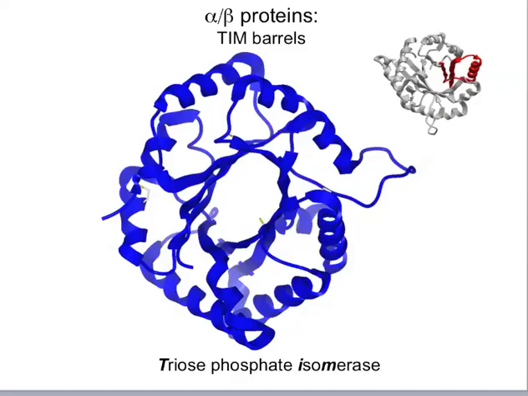Now, let's look at alpha-beta proteins. Here is the TIM barrel. I've mentioned it previously. TIM stands for triose phosphate isomerase. You'll come back to triose phosphate isomerases in biochemistry 2 when you talk about carbohydrate metabolism. But for now, it's an archetypal barrel protein. We see that it is a parallel beta barrel.